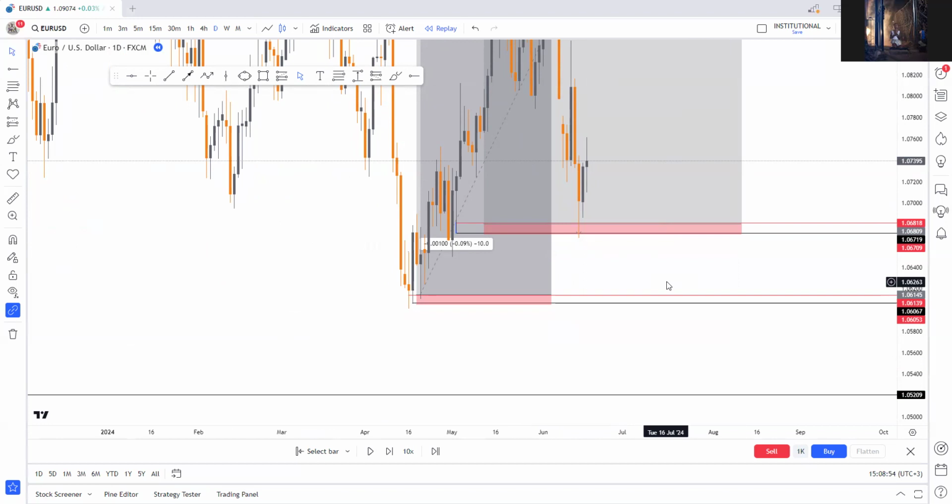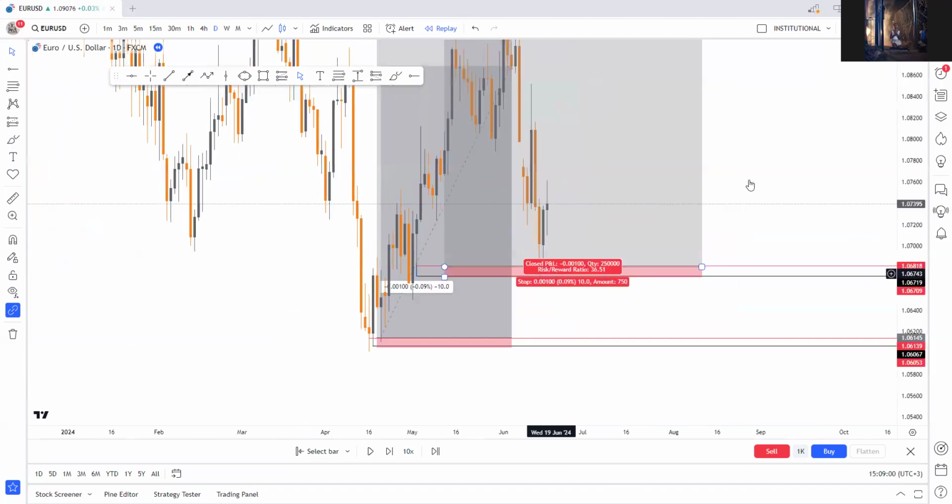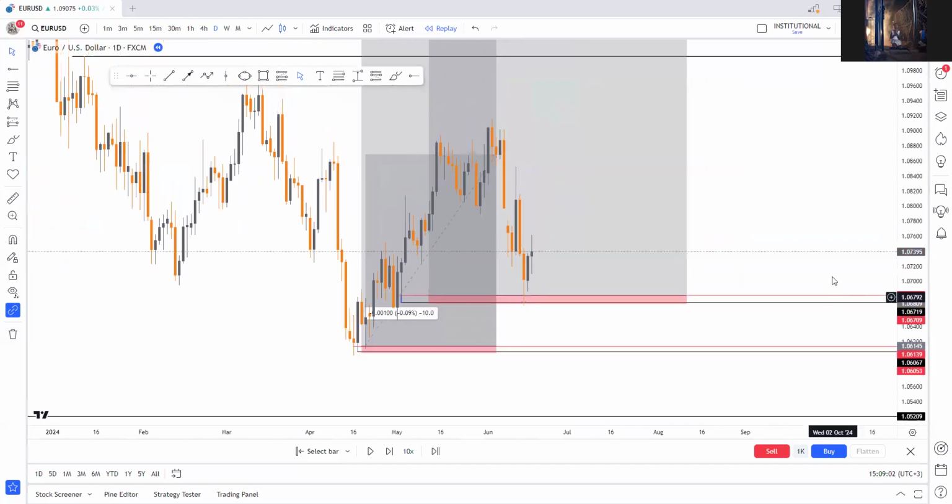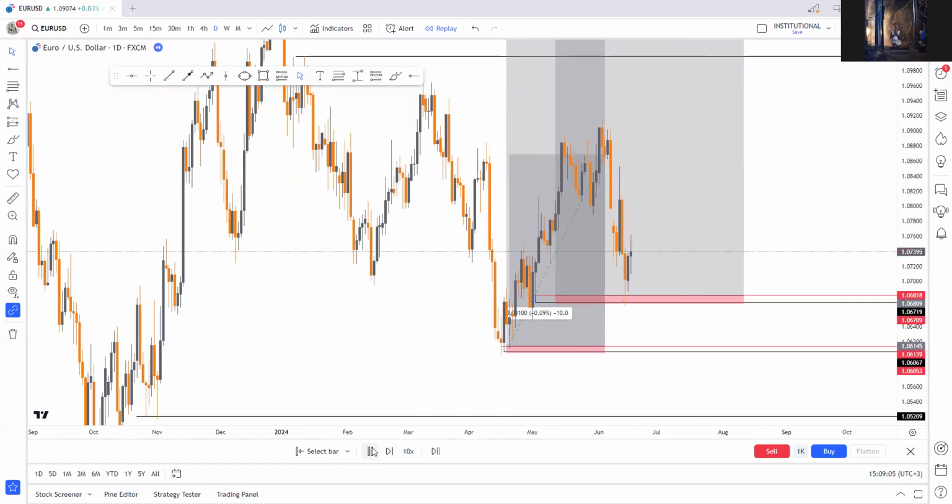Looks like my mic, they're not doing great. So the 10 pips stop loss was not good on our side. Then yeah, we were taken out at this entry, but let's see if the direction was correct on this structure.